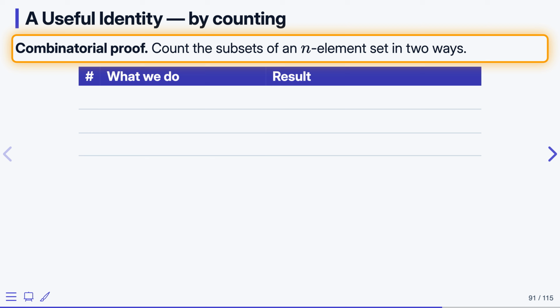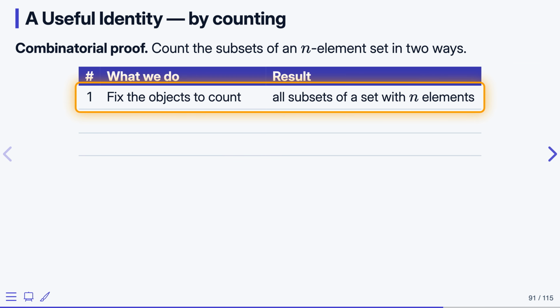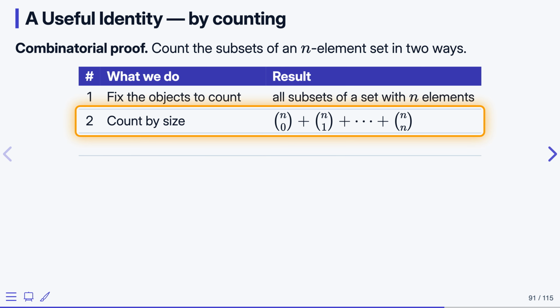The same identity falls out of double counting, with no algebra. Step 1. Fix the collection. Take every subset of a set with n elements. Step 2. Count them by size. There are n choose 0 subsets of size 0, n choose 1 of size 1, and so on up to n choose n. Add those and you have every subset exactly once.